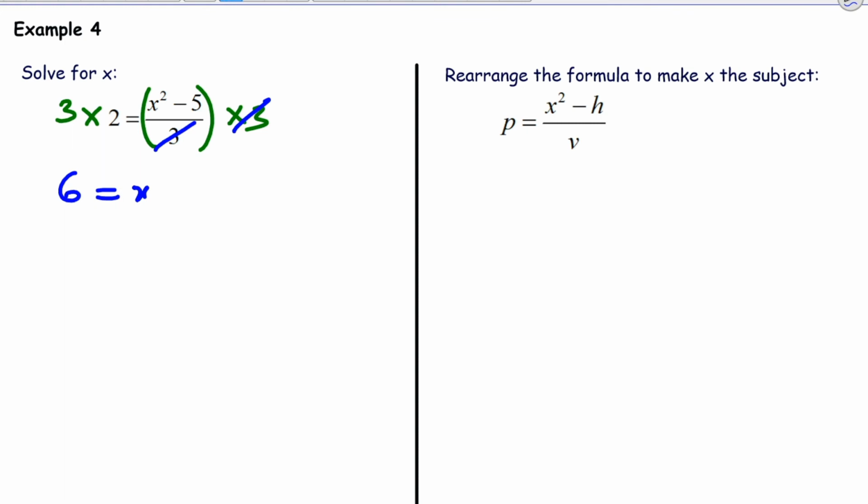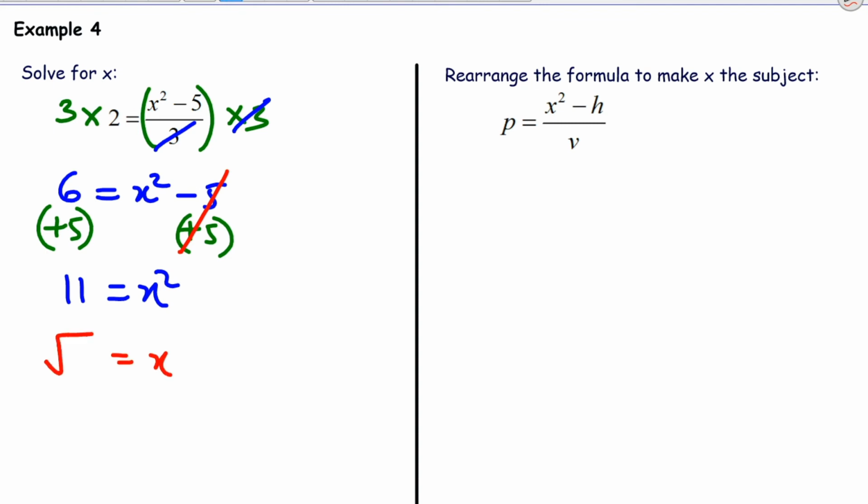6 is equal to x squared minus 5. The opposite of subtracting 5 is adding 5. So we add 5 on each side. What we end up with is 11 is equal to x squared, because this will be equal to 0. So x will be equal to the square root of 11.